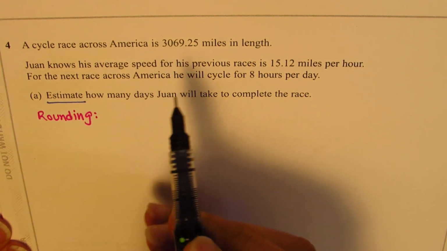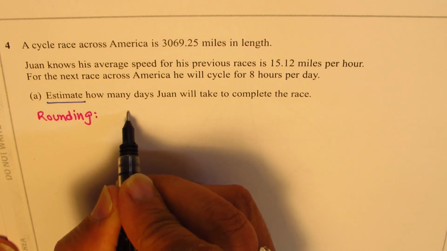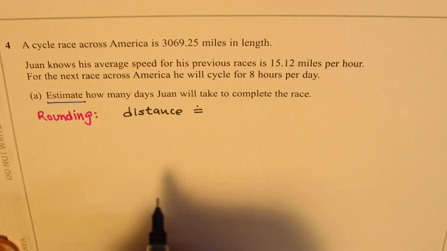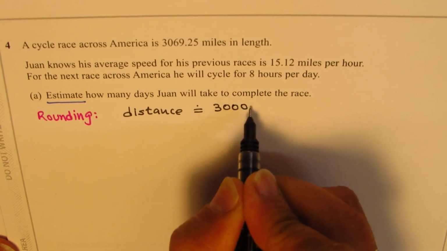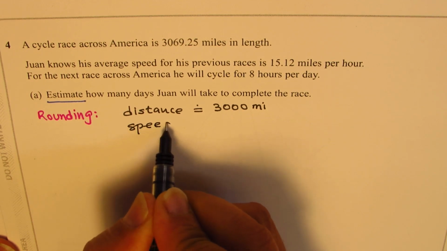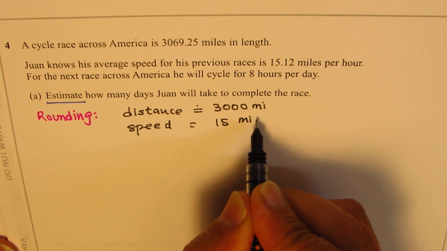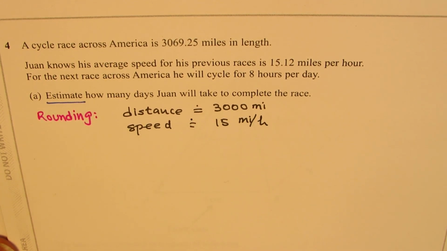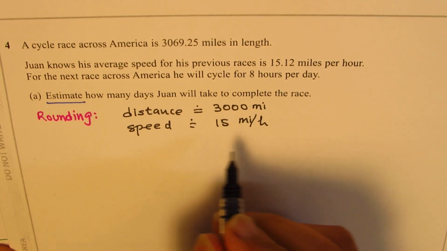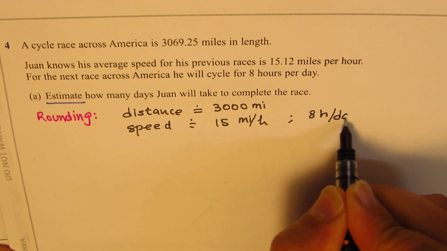So let's begin with the kilometers or miles of the race. It is 3069, so we can say the distance to be covered is approximately equal to 3000 miles, right? We are given the average speed, which is 15.12. We'll write this as 15 miles per hour, right? We are also given that the race is 8 hours per day.